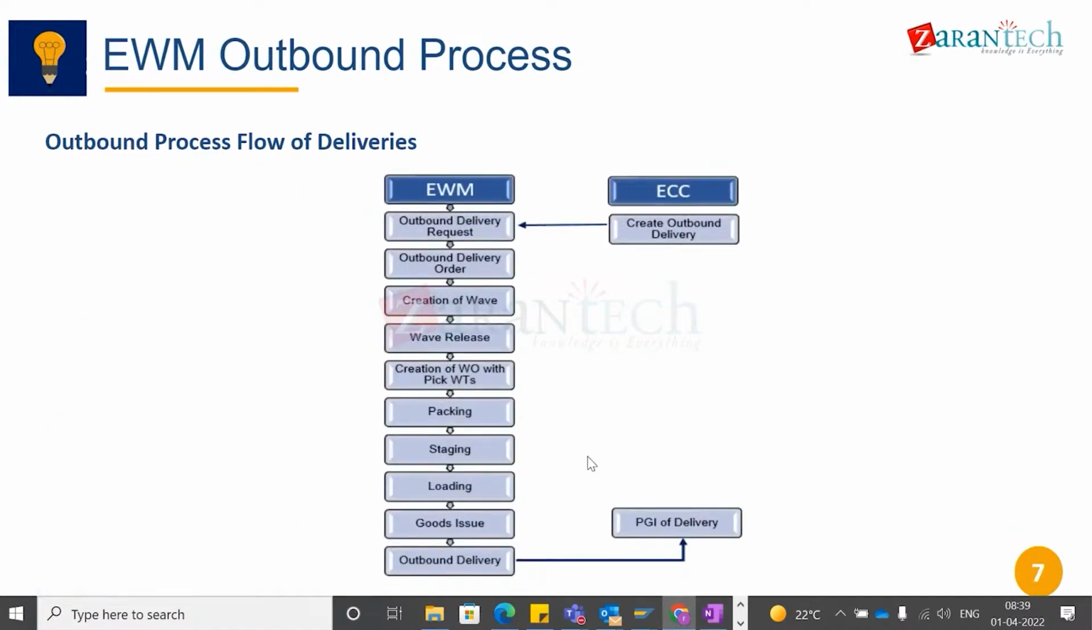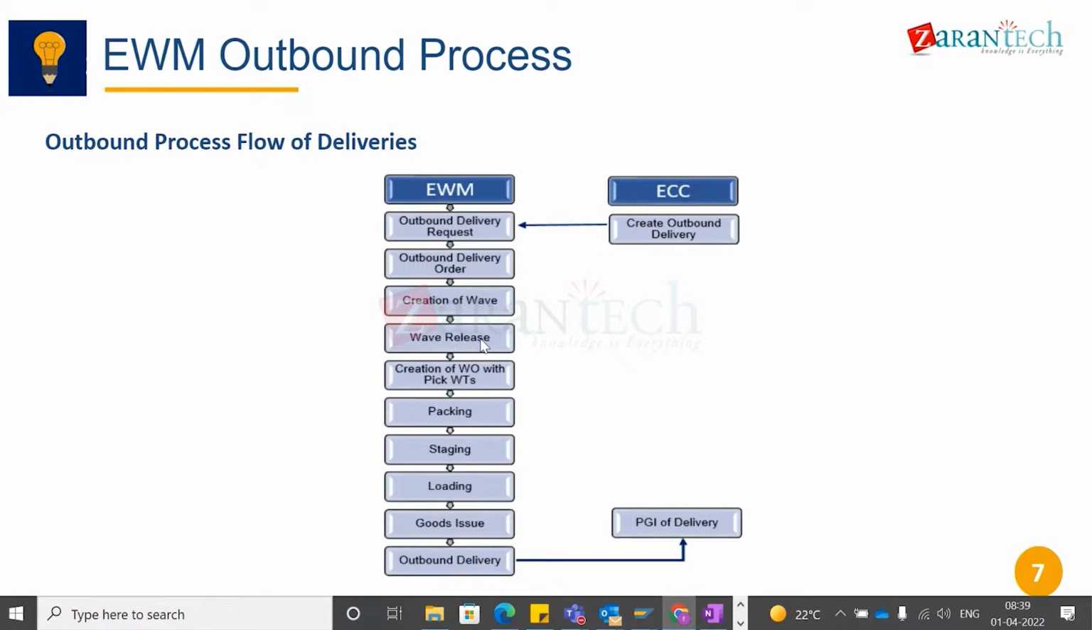You can see here the flow diagram. From ECC, EWM will get the outbound delivery, then the outbound delivery request, the outbound order document, and the creation of a wave for those outbound deliveries. This is a default. If you don't have wave management, the system is set up in such a way by standard that a wave will be created for sure. Wave creation is done automatically.